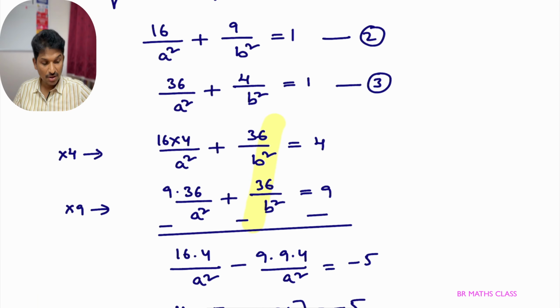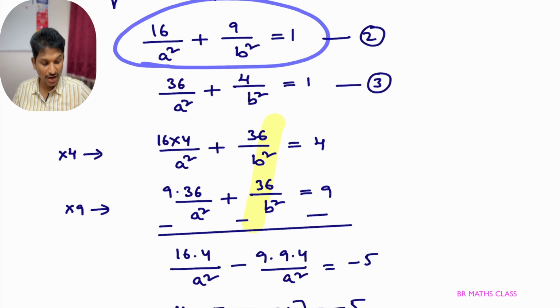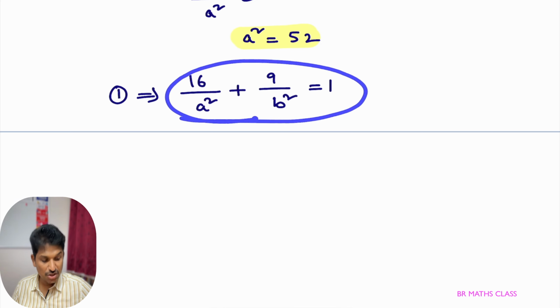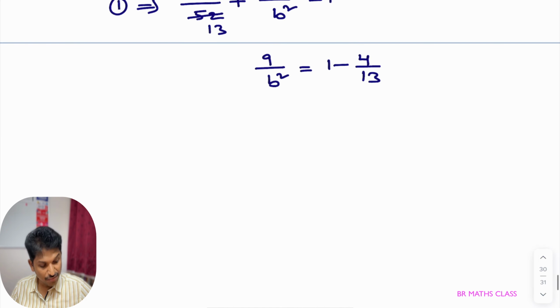This a square value you substitute in equation 2 or equation 3. I'll substitute in equation 1. Actually, this is equation 1. In this equation, in place of a square, you write 52. If you observe, 4 4s are 16, 4 13s are 52. From this, you will get that 9 divided by b square equal to 1 minus 4 divided by 13. If we simplify this, what you will get? 9 divided by b square equal to 13 minus 4, 9 by 13. From this, we can easily say that b square equal to 13.